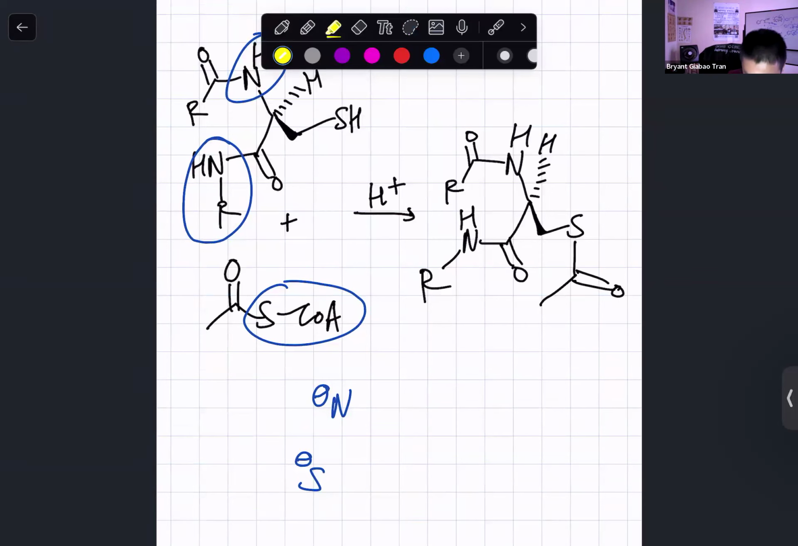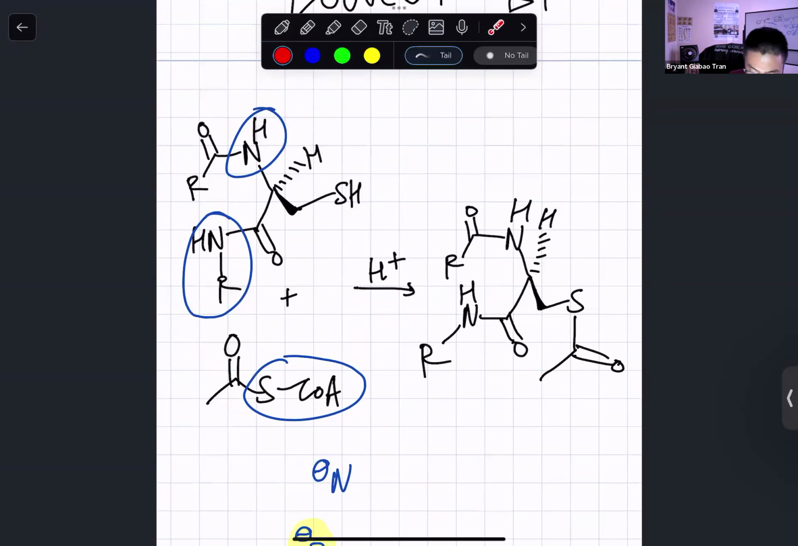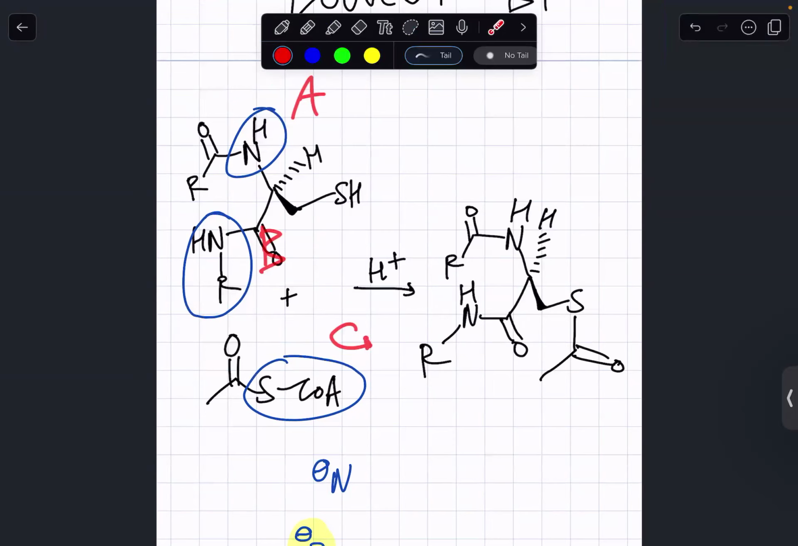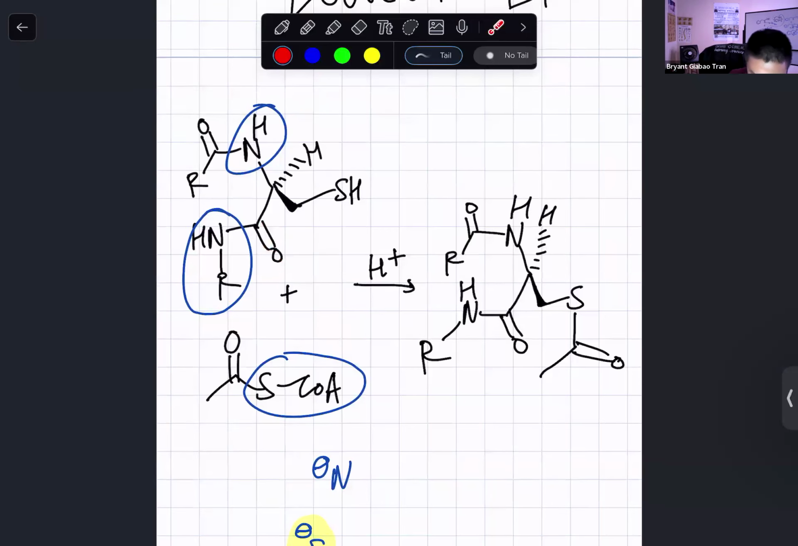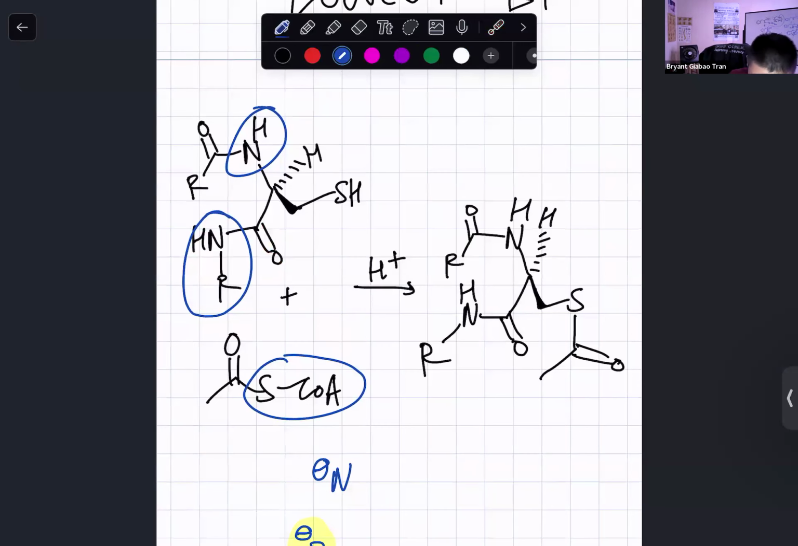So sulfur, since it's going to be bigger, the negative charge on the sulfur is going to be more stable, right? So if that's the case, which one is the most reactive derivative? A, B, or C? C. Yes, C. That's right. So that's how I chose to protonate this carbonyl oxygen with the H plus like that.